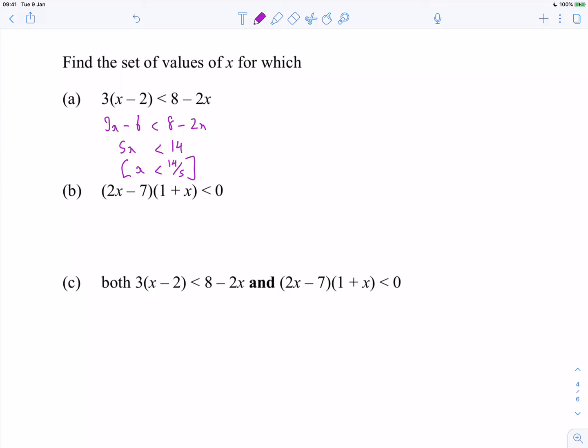If I look at this one, it's for part B, it's already factorised for me. So the critical values are x is 7 over 2 and x equals minus 1.